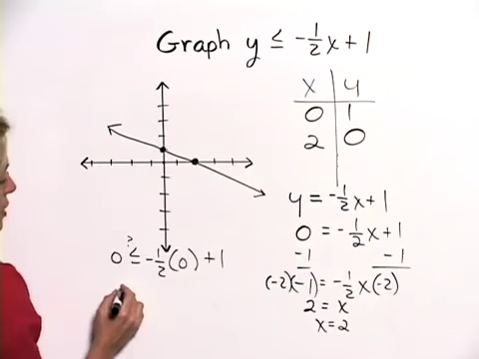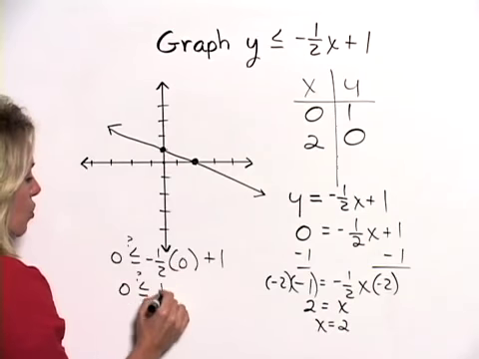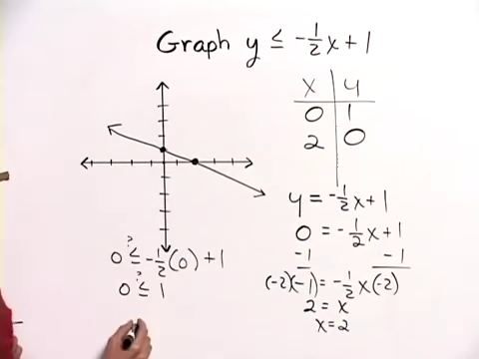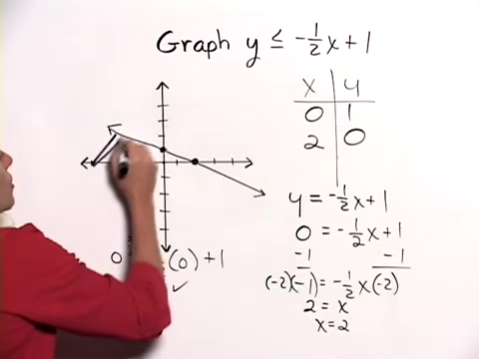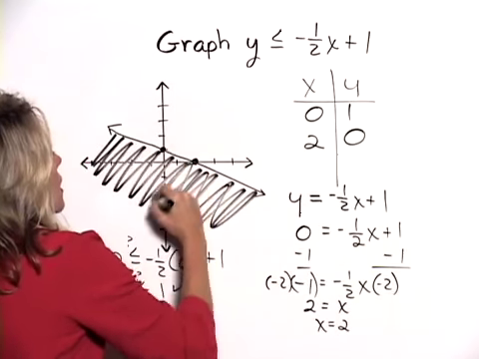So is 0 less than or equal to 0 plus 1, or 1? Yes, this is a true statement. 0 is less than or equal to 1. So we will shade the bottom side of this line.